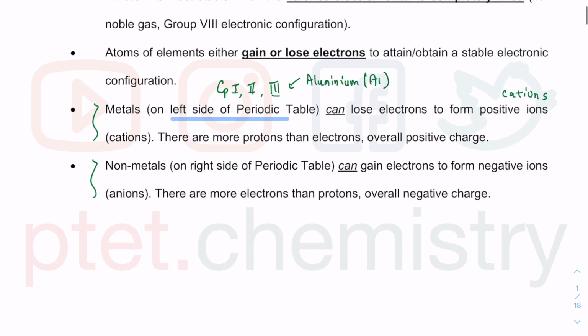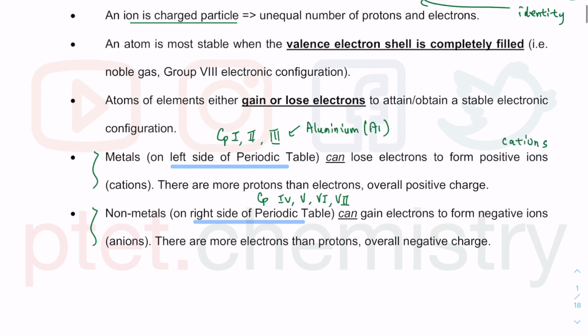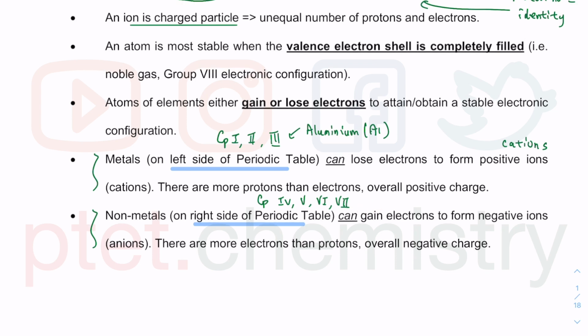Okay. On the other hand, the non-metals on the right-hand side of the periodic table, things like groups 4, 5, 6, and 7. I don't include group 8 because group 8, the noble gases, already have a fully filled outer shell. They don't bother to lose or gain electrons, even though they are non-metals. They don't want to gain electrons because the group 8 valence electron shell is already completely filled. That is the noble gas electronic configuration as stated in atomic structure under electronic configuration.